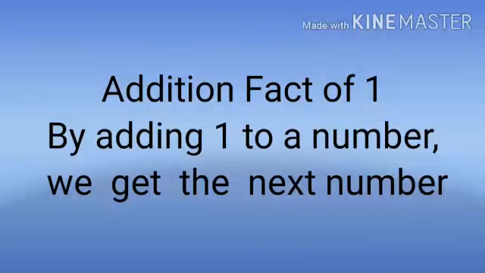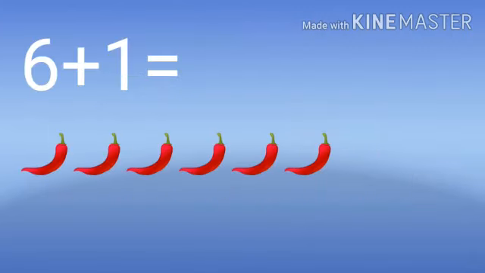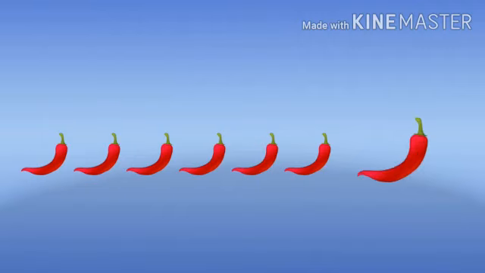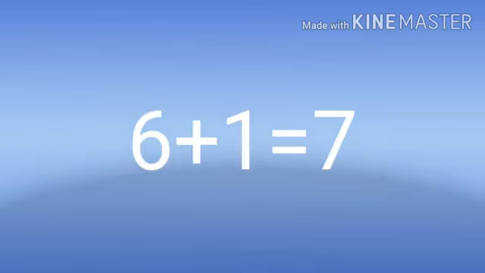For example, 6 plus 1. How can we solve this problem? Let us start. We have 6 chilies. Okay, we add one more chili. Now let us count how many chilies are here. 1, 2, 3, 4, 5, 6, 7. So 6 plus 1 is equal to 7. 7 is the next number of 6.